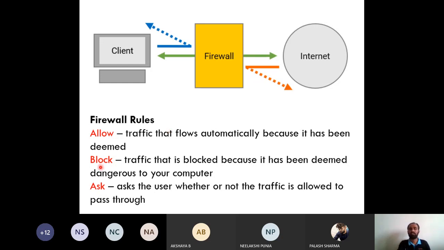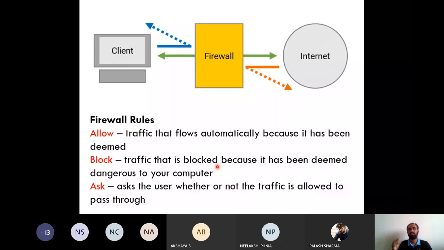Whereas there will be a set of requests which are blocked. That is the block rule, where a set of requests will be blocked because they are not authenticated requests. Again, with respect to the college gate itself, the college security person will assume that he does not belong to that college. When he does not belong to that college, he can make two decisions.